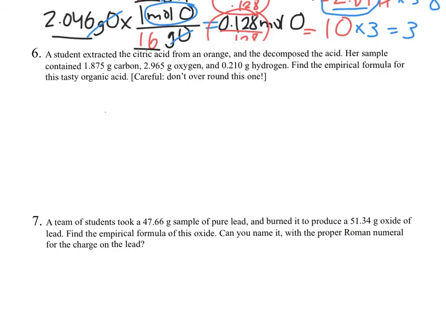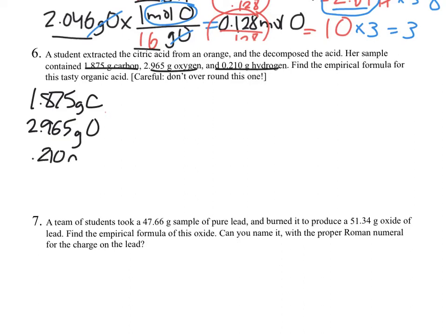All right, for our last example, it says a student extracted the citric acid from an orange and decomposed the acid. Her sample contained 1.875 grams of carbon. All right, I better write that down. 1.875 grams of carbon. It contained 2.965 grams of oxygen. Boom, boom. And it contained 0.210 grams of hydrogen. Let me throw my 0 in there. Okay, so now that we have all that information, let's rock it out.